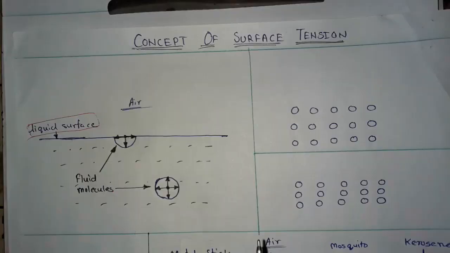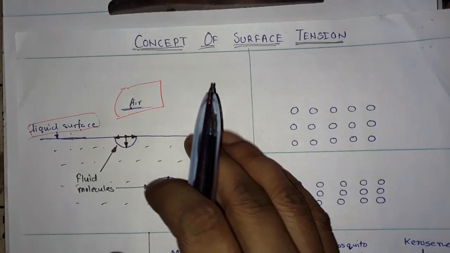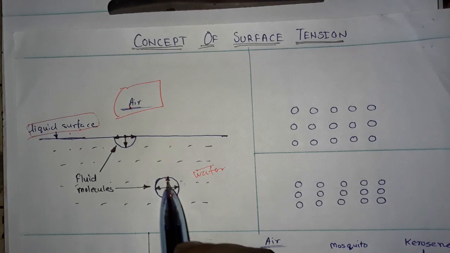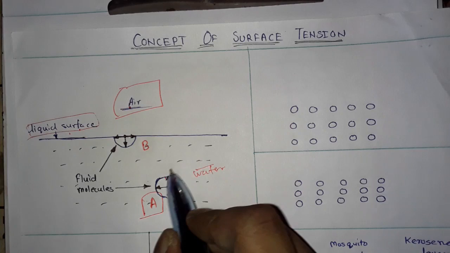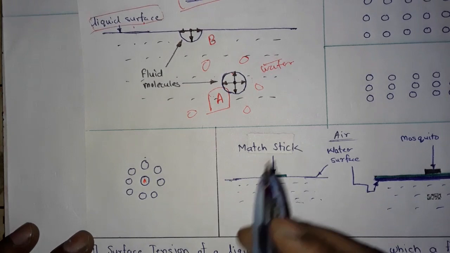In this diagram, friends, this is the liquid surface and surrounding there is air. Inside the liquid, there are water molecules. Suppose this is A water molecule and this is B water molecule. Friends, this A water molecule is surrounded by a number of water molecules like this. And each water molecule attracts each other.